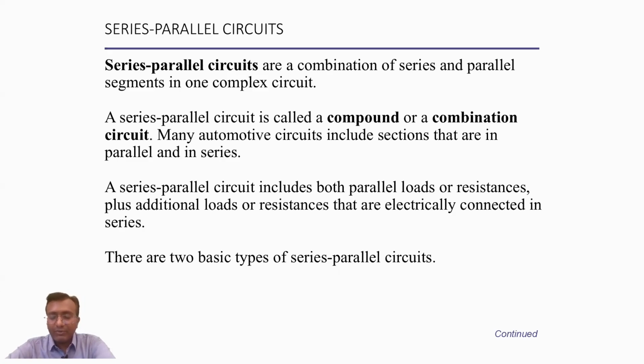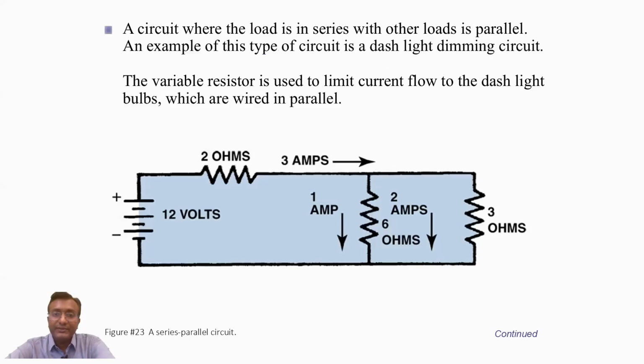Now there are certain problems in which the loads are connected in a series parallel combination. This series parallel combination is called a combined or a combination circuit. Many automotive circuits include sections that are parallel and in series. A series parallel circuit includes both parallel loads or resistances, plus additional loads or resistances that are electrically connected in series. There are two basic types of series parallel circuits that we are going to see.